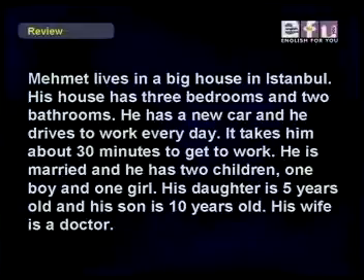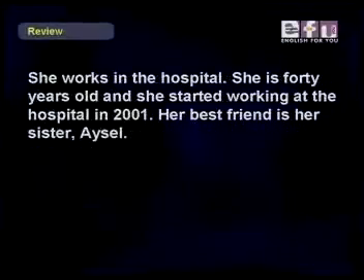Mehmet lives in a big house in Istanbul. His house has 3 bedrooms and 2 bathrooms. He has a new car and he drives to work every day. It takes him about 30 minutes to get to work. He is married and he has 2 children, 1 boy and 1 girl. His daughter is 5 years old and his son is 10 years old. His wife is a doctor. She works in the hospital. She is 40 years old, and she started working in the hospital in 2001. Her best friend is her sister, Isel.